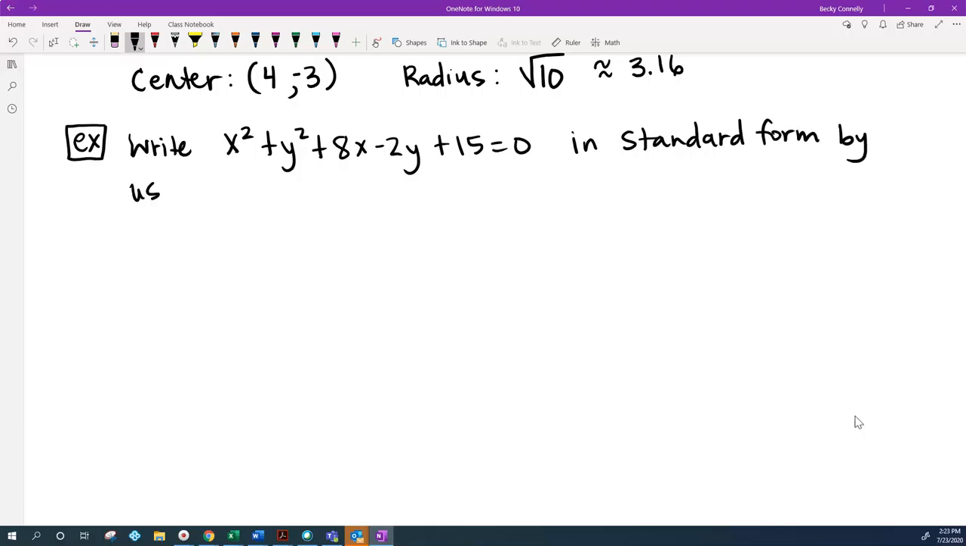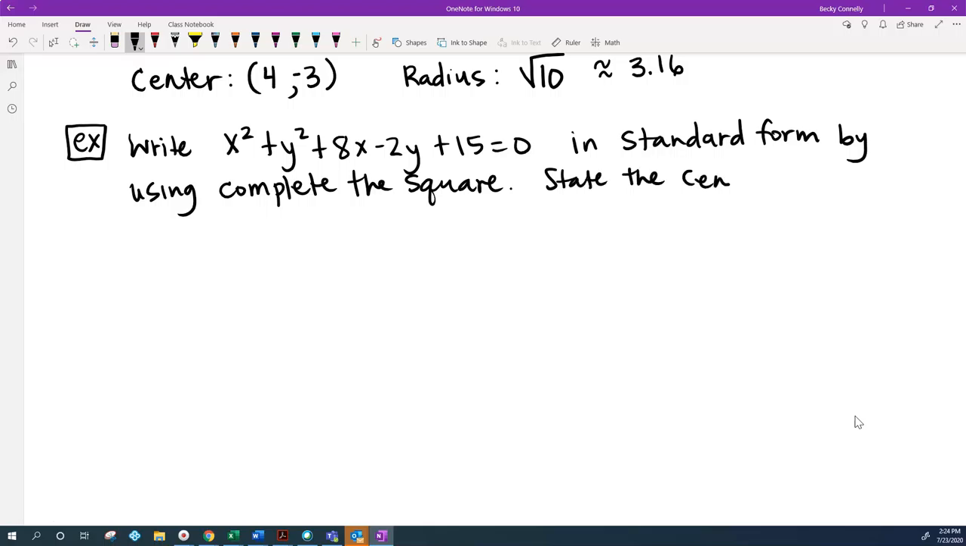By using complete the square. Right? So we talked about this whole idea of completing the square back in the last module, but now we're going to need to use it again to be able to write one of these circles in standard form if it gives it to us in general form, right? And then we're going to state the center and radius. All right, so let's do this.